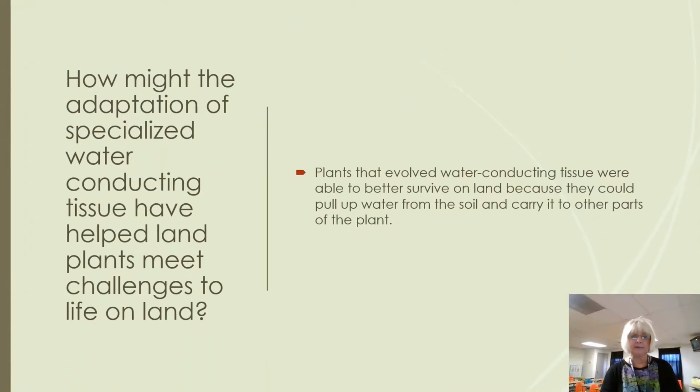So how might the adaptation of specialized water conducting tissue have helped land plants meet challenges to life on land? Well, plants that evolved water conducting tissues were able to better survive on land because they could pull up water from the soil and carry it out to other parts of the plant. And we'll be looking more in the next chapter at xylem and phloem within the plant.